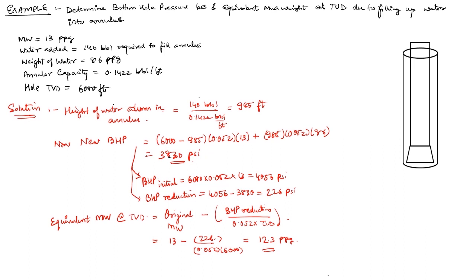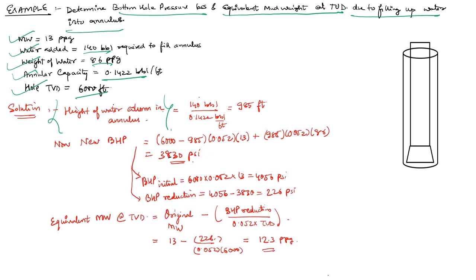In this particular numerical, we need to determine the bottom hole pressure loss and the equivalent mud weight at the true vertical depth due to filling up of water into the annulus. Given data: mud weight is 13 pound per gallon, water added is 140 barrel, weight of water is 8.6 pound per gallon, annular capacity is 0.1422 barrel per feet, and my TVD is 6000 feet. The very first thing that we need to find out is the height of the water column in the annulus.